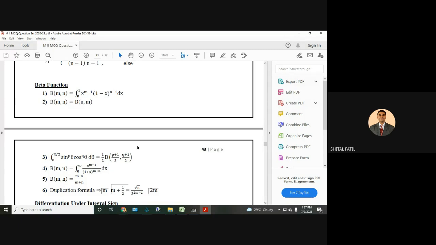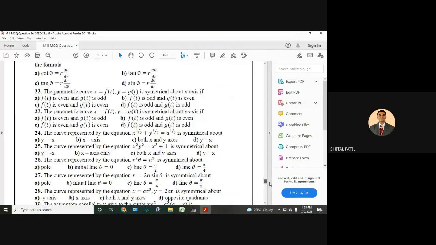Okay, another form of beta function is beta mn equal to integration from 0 to infinity x raised to m minus 1 divided by 1 plus x raised to m plus n dx. Beta mn equal to gamma m gamma n divided by gamma m plus n. Duplication formula is gamma m plus half equal to root pi divided by 2 raised to 2m minus 1 into gamma of 2m. Now we'll solve few examples of the beta function.